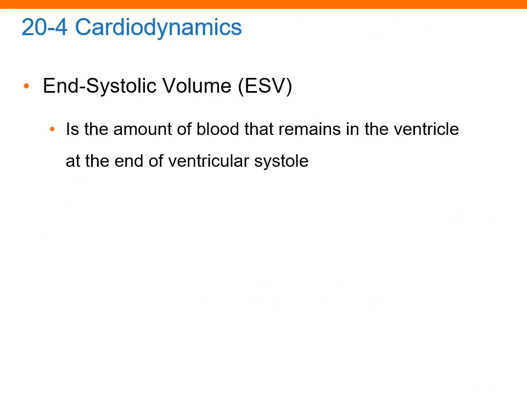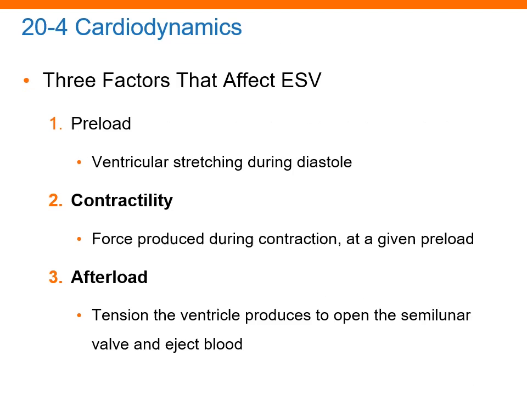Remember, the end systolic volume is the amount of blood that remains in the ventricle at the end of ventricular systole. The three factors that affect the end systolic volume are preload, again, end systolic, right, different from the end diastolic. So the end systolic means how much blood is left in the heart after the contraction or after systole.